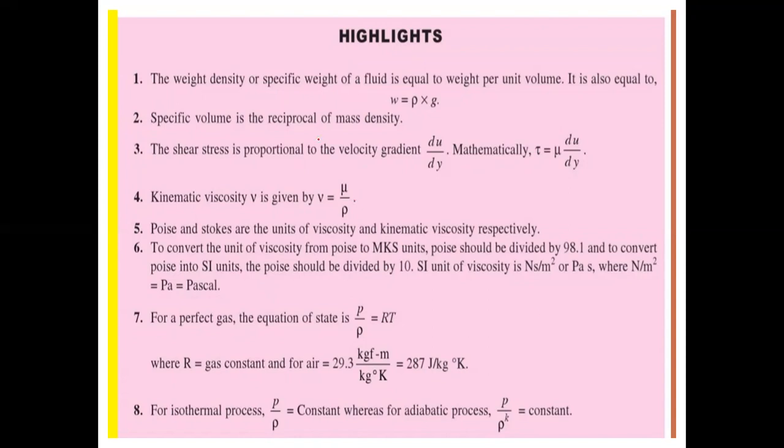So if you see some of the formulas and also one-line definitions, the weight density or specific weight of a fluid is equal to the weight per unit volume. It is equal to w = rho g, where rho is the density and g is the acceleration due to gravity. Rho is equal to 1000 for water, and rho has some other value for oil or other viscous fluids, and g is equal to 9.81 meters per second squared.